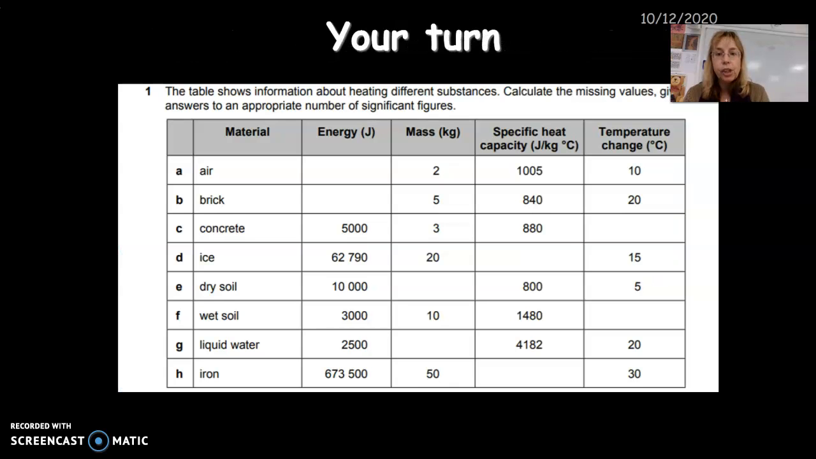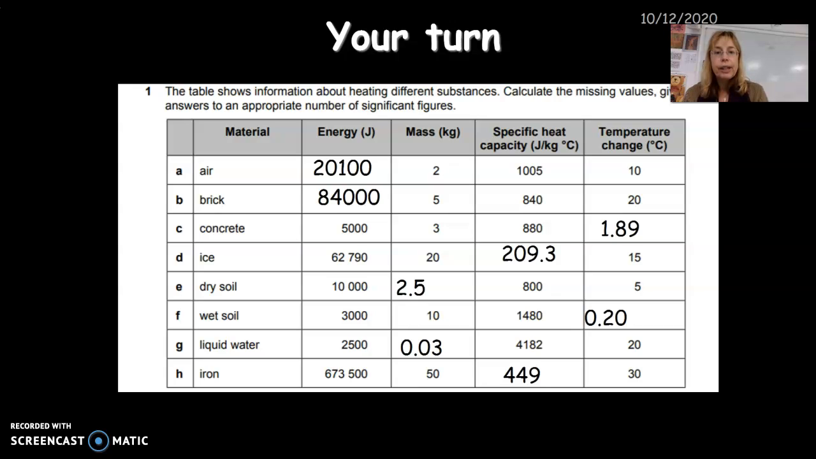Now, what I would like you to do is complete this table, and this will help you to practice manipulating the equation. And then once you are done, you can purple pen your answers. So pause here and have a good go. Okay, well done. So if you can now take out your purple pen, and what I'd like you to do is purple pen your answers. If there's any that you weren't sure of, please just email me and I will go through it with you.